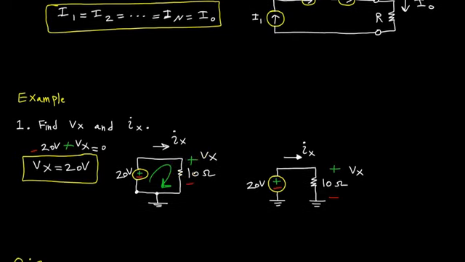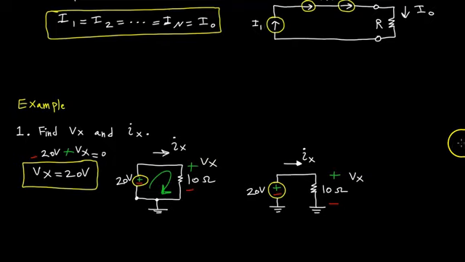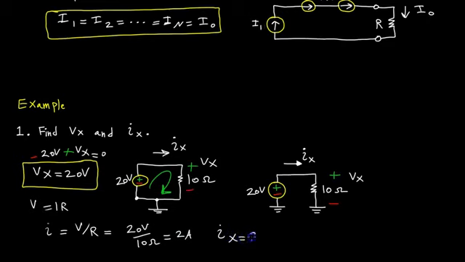It's a very simple example. I just wanted to apply KVL in a very simple case to justify something we already know, which is that the entire 20 volts here should be dropped across this resistor and give us the current Ix. By Ohm's law, V is equal to IR, so the current I is equal to V over R, which is 20 volts over 10 ohms, equal to 2 amps. So Ix is 2 amps. Again, very simple.